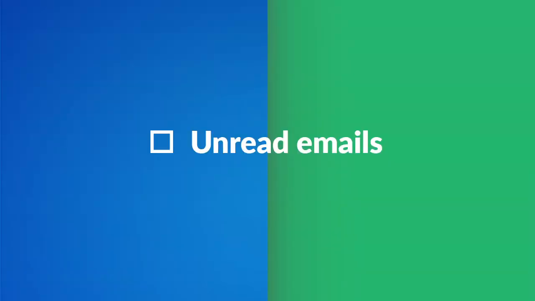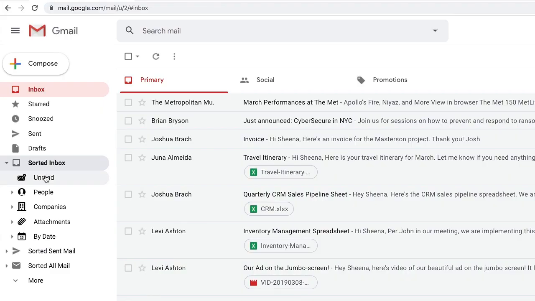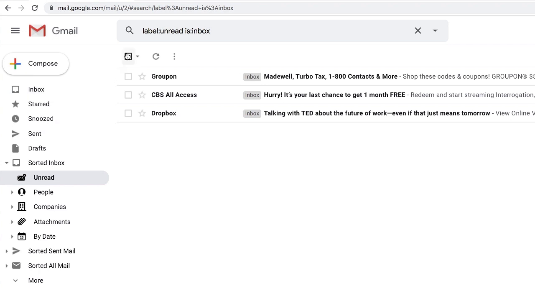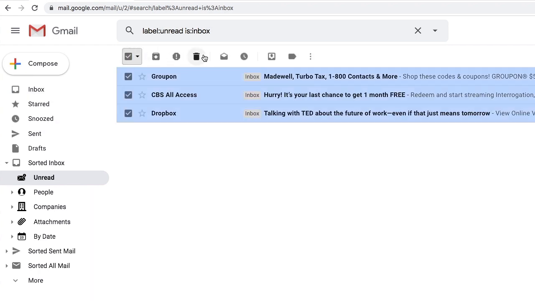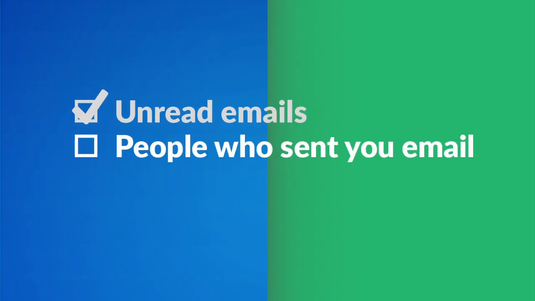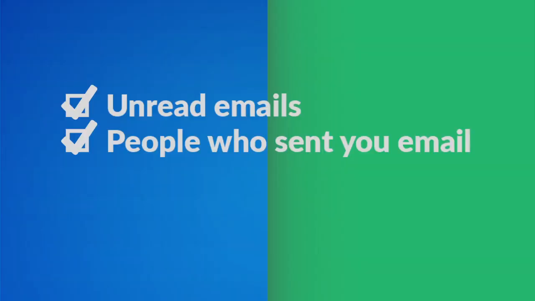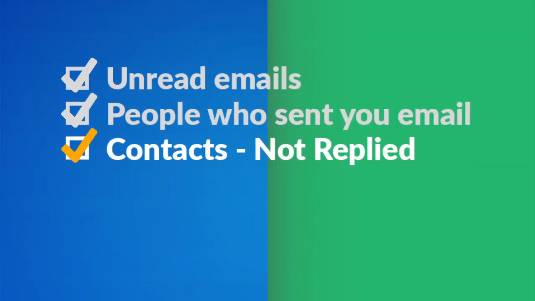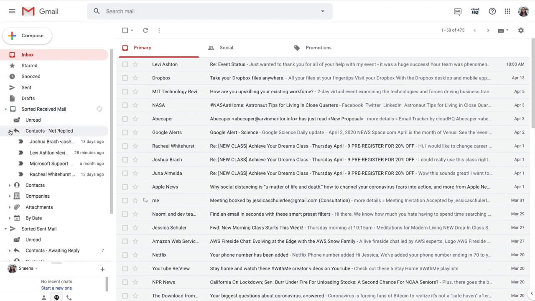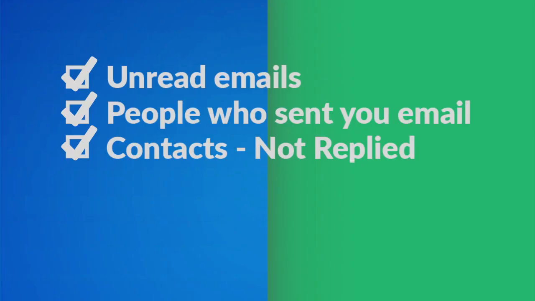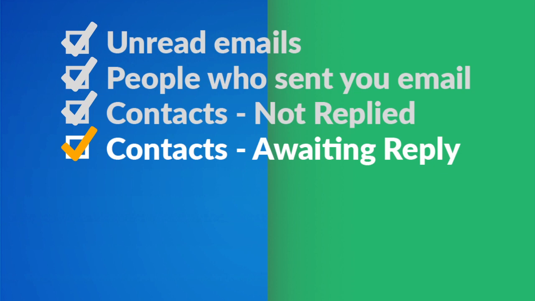First, you can sort your inbox by unread emails and get rid of hundreds of promotional emails that take up space and get mixed up with legitimate ones. Then you can sort your Gmail inbox by people who sent them. You'll have the ability to see who is still waiting for a reply from you by clicking the Contacts Not Replied tab, and who you're still waiting to hear back from via the Contacts Awaiting Reply tab.